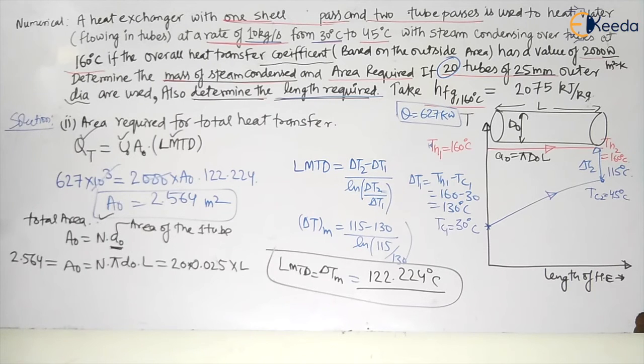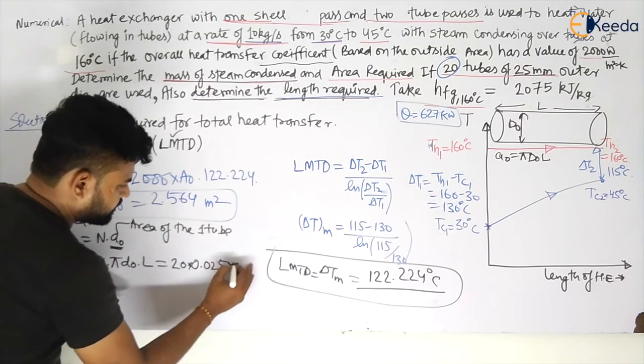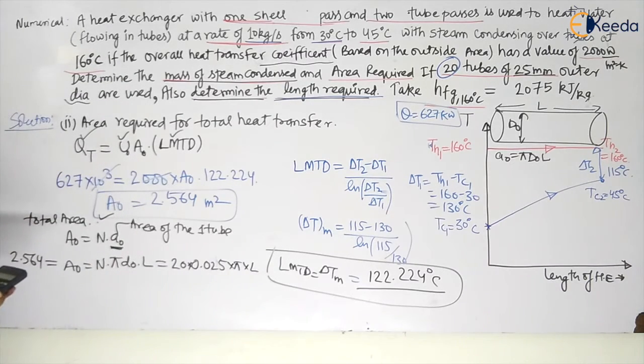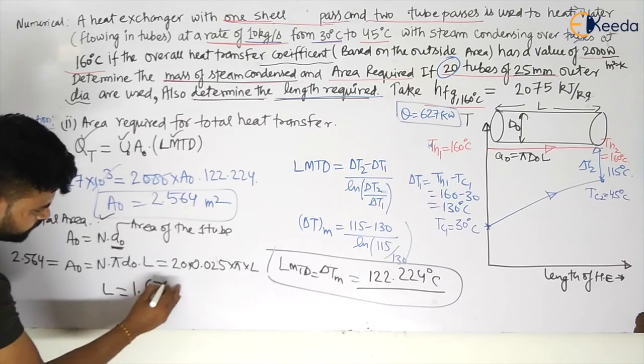Can we calculate the length of the tube, my dear students? Yes, 2.564 divided by 20 into 0.025. So number of tubes he has given, D naught we have taken, but we have not taken pi. So there can be small mistakes like this. Okay, now let us calculate it again. 20 into pi multiplied by 0.025, and 2.564 divided by this. So the length of the tube is coming to be how much? 1.631. So L is coming to be 1.631 meter.